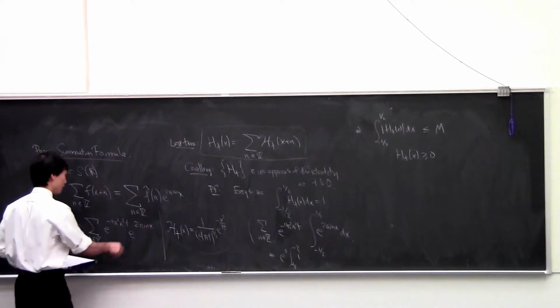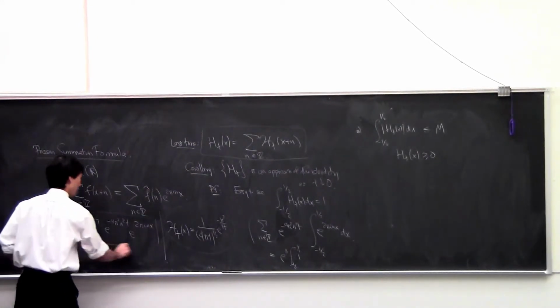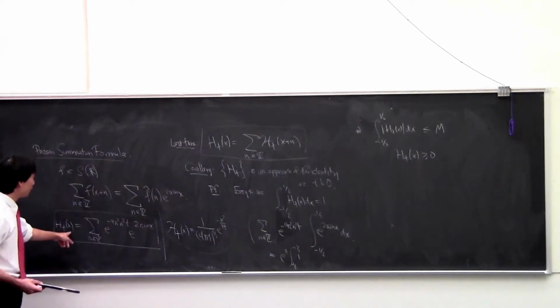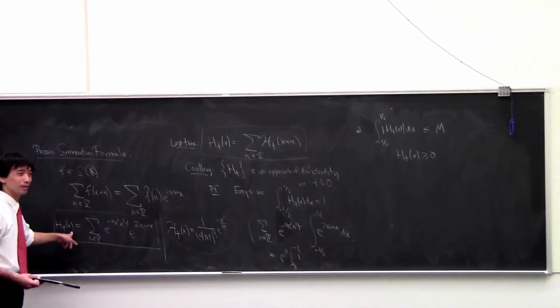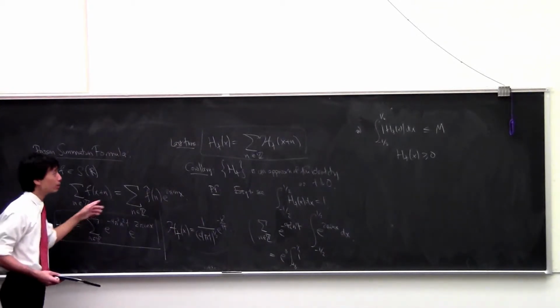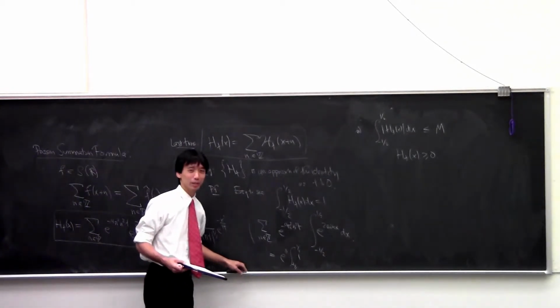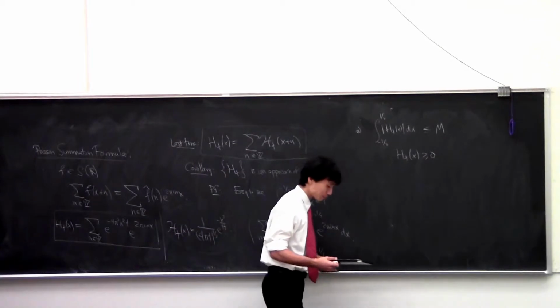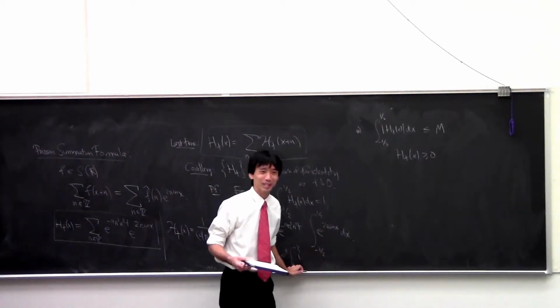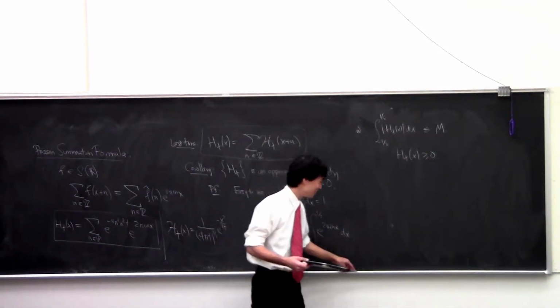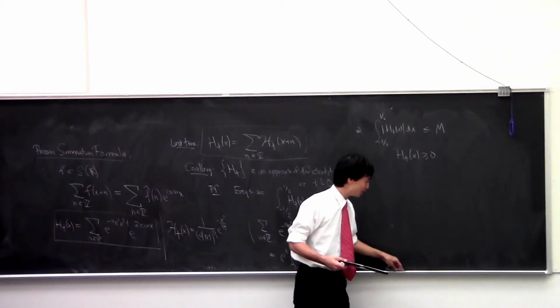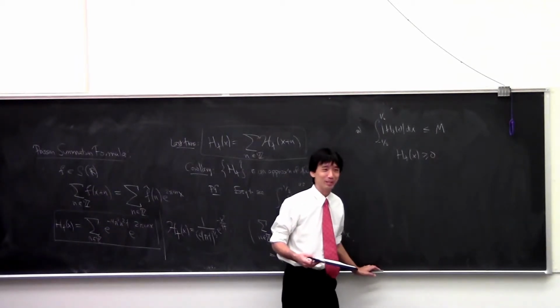If I gave you this and I said, right, show me that for all x, this is a positive number. Is that obvious? No, it's not obvious, right? It's not at all obvious. But thanks to the Poisson summation, it's completely obvious. Obvious in the sense that, after a lot of work, it's obvious.